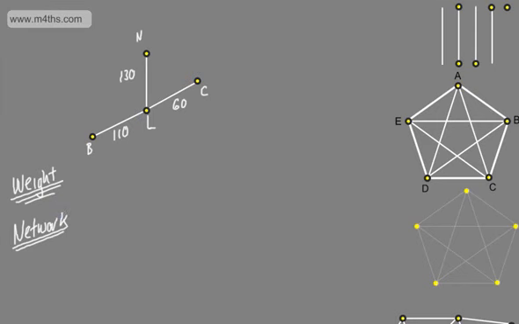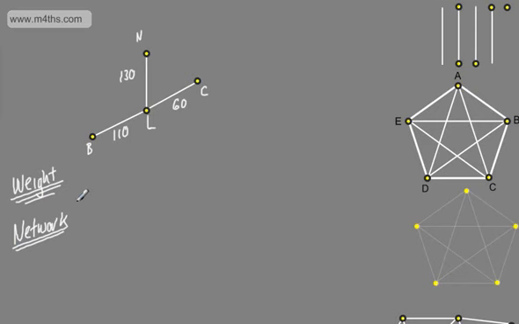So if you're making notes: graph, nodes or vertices, arcs or edges, this is the weight, which is either the cost, the distance, the time or something of that nature. And then a weighted graph is called a network.